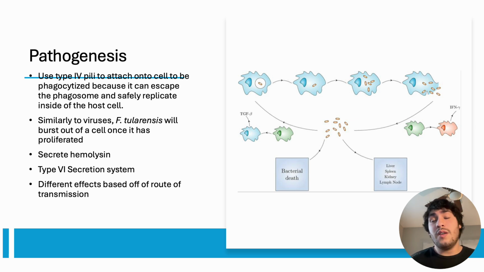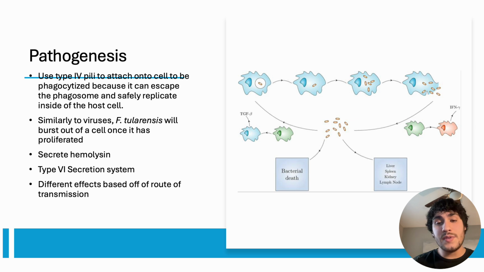The most important thing about how this F. tularensis actually causes disease is that it is able to evade the innate immune system. It will use those type 4 pili to attach onto cells, especially macrophages, in the hopes that they'll be phagocytized, because as soon as they are phagocytized, they're able to escape the phagosome before the phagolysosome actually forms and starts going through the whole process of phagocytosis.